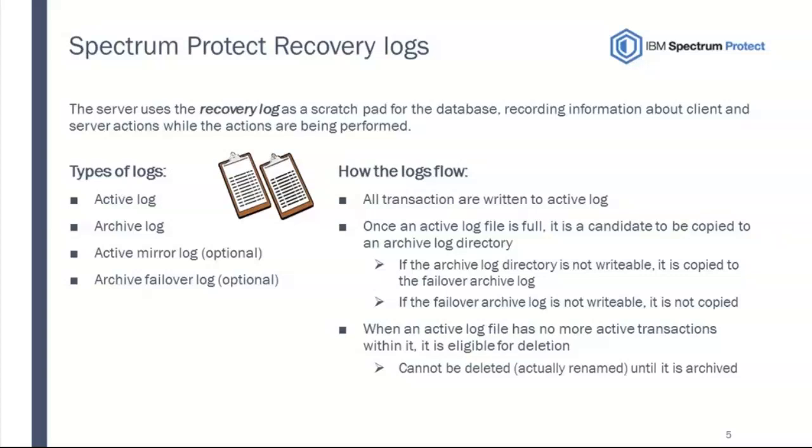So once any transaction starts, like a backup, it writes into the active logs, and once the active log file is full, it is copied into the archive log. In case the archive logs directory has some issue, it will be copied into the archive failover directory. Unfortunately, if the archive failover directory also has some issue, then the movement from active to archive log will fail, and that will cause the active log to fill up and crash the Spectrum Protect server.